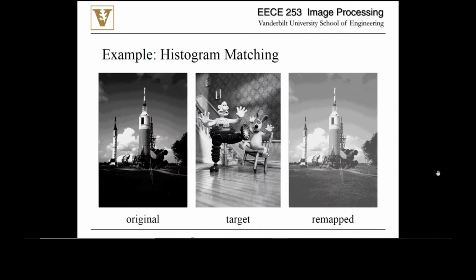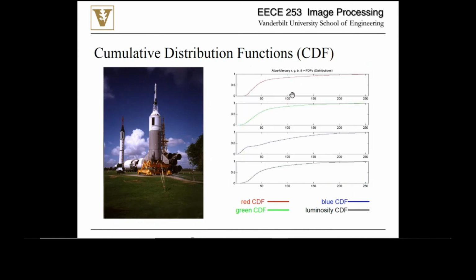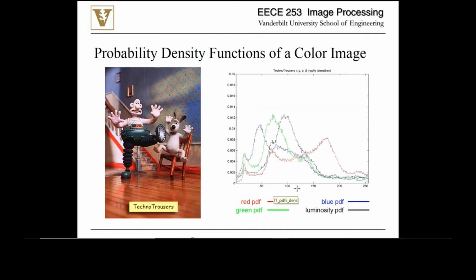Vale. Okay, so this was the original image, this is the target image, and now this one has a histogram that is more similar to this one than it was at the beginning. And here we have the same, but now with color bands. So we have the different probability density functions, the different channels, and we have the luminosity probability density function. That is the black one. And we have the different cumulative distribution functions.